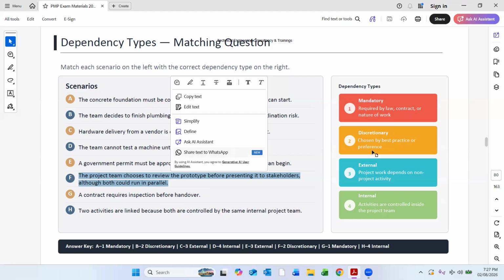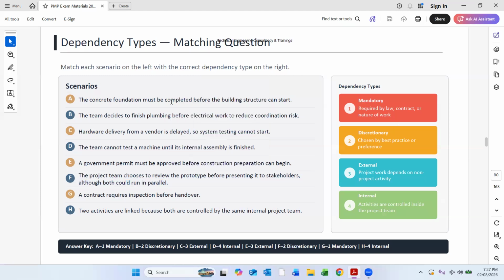Yes, preference is there in discretionary. And number one is required by law, contract, or nature of work: mandatory. A: the concrete foundation must be completed before building the structure. And also G, the contract records inspection. This is also mandatory, because there is a contract. That's the main thing.